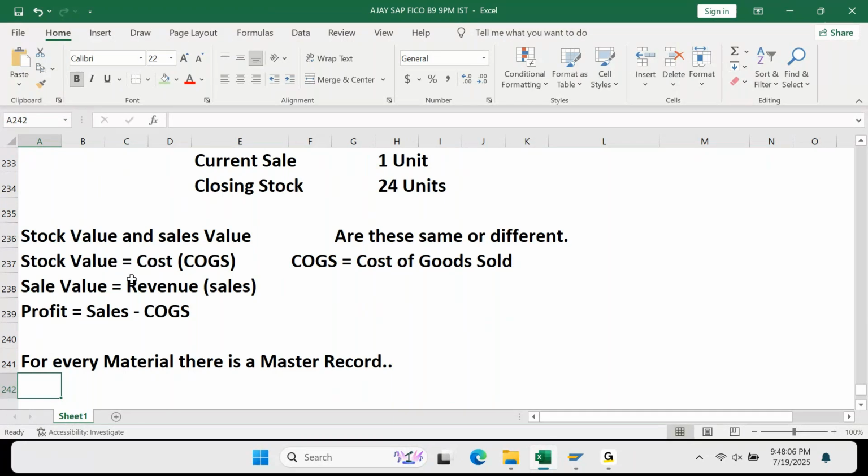Within this you will get black shoe, white shoe, with lace, without lace. Size 4, 5, 6, 7, 8, 9, 10. There are different sizes. Now if you look at every unique combination, it is a product, it is a material.